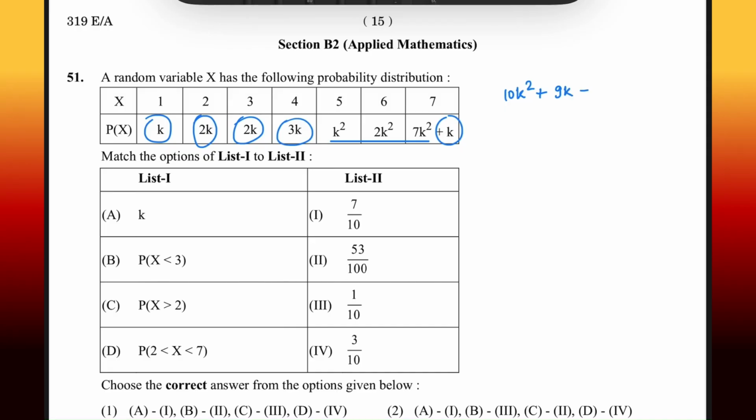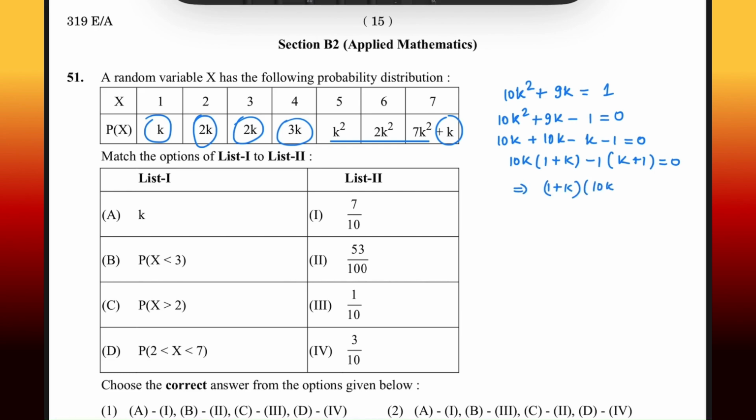So 10k square plus 9k should be equal to 1, right? That means 10k square plus 9k minus 1 equals 0. If you factorize this, you get 10k square plus 10k minus k minus 1 equals 0. So 10k, if you take common, you get 1 plus k. Minus 1, you take common, you get 1 plus k. So that means (1 plus k)(10k minus 1) equals 0. Okay, so either you get k equals minus 1 or you get k equals 1 over 10.